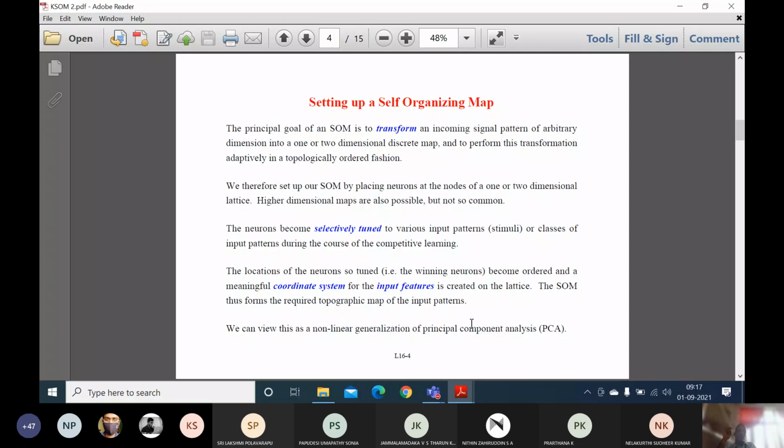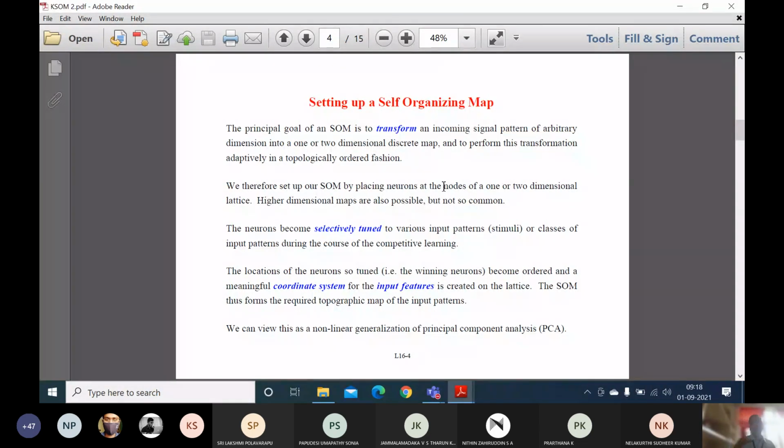The principal goal of SOM is to transform an incoming signal pattern of an arbitrary dimension into a one or two dimensional discrete map. What I said is that the given environment may be considered a higher dimensional space. Why? Because in a given environment, I may have multiple actions and activities. I can visualize, I can hear, I can feel, I can act. All these things will be there.